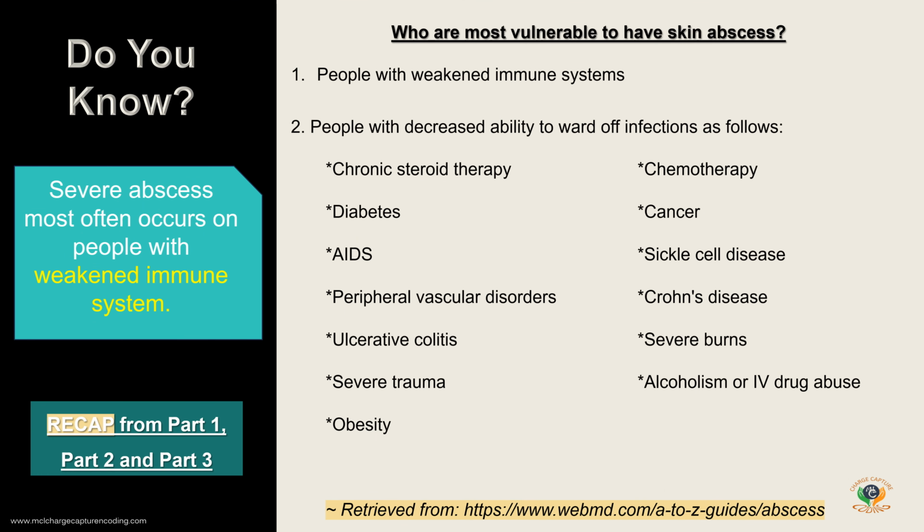We have learned that people with weakened immune systems are most vulnerable to have skin abscess. This means that these people have decreased ability to ward off infections, such as chronic steroid therapy, diabetes, AIDS, peripheral vascular disorders, ulcerative colitis, severe trauma, obesity, chemotherapy, cancer, sickle cell disease, Crohn's disease, severe burns, alcoholism, or IV drug abuse. In short, severe abscess most often occurs in people who have weakened immune system.